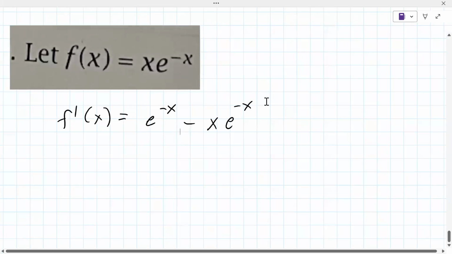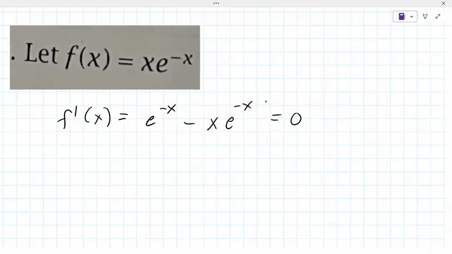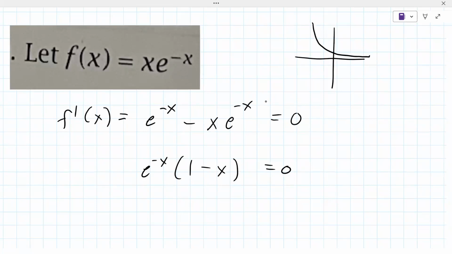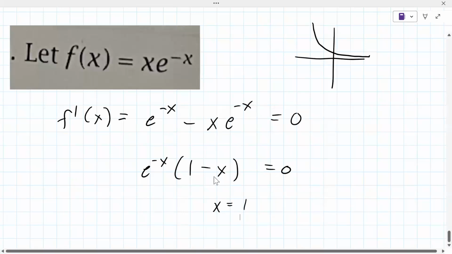Okay. So now when you set this equal to 0, what can you factor out of both? E to the negative x. Okay, and you're left with 1 minus x in here. Okay. So where does that equal 0? And e to the minus x looks like this. It never equals 0. So x equals 1. Positive 1. Oh, yeah.